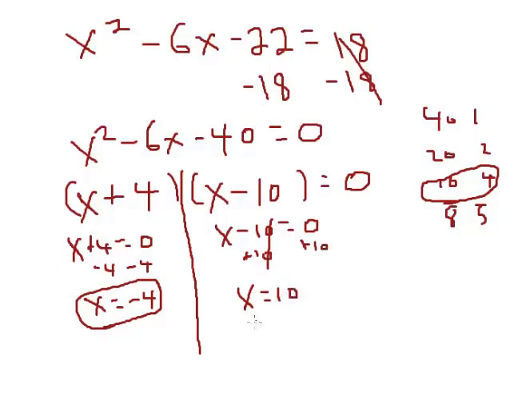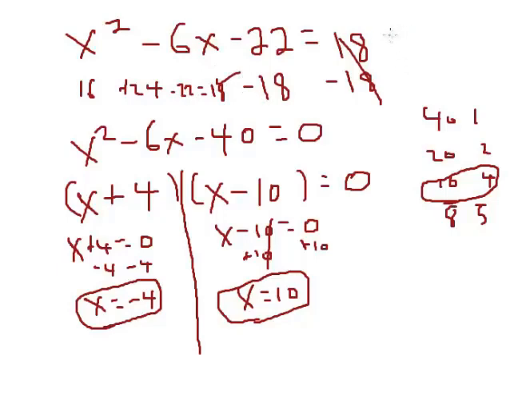X equals 10. Okay, so we've got our two answers, negative 4 and 10. Both of them will work, by the way. If you start with our original equation, let's try negative 4. Negative 4 squared is 16. Minus 6 times minus 4 is plus 24, because negative times negative is positive. Minus 22, does that equal 18? Oh, better. 16 plus 24 is 40. 40 minus 22 equals 18, so that works.